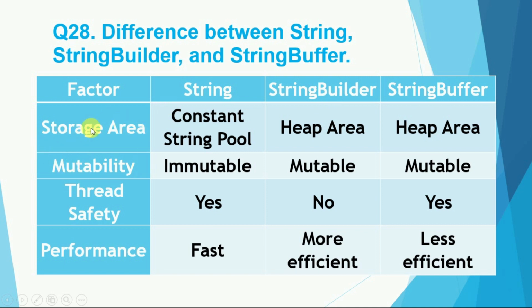If we talk about mutability, meaning modification or changes, string is immutable. We can't change or modify a string, while StringBuilder is mutable and modifiable, and StringBuffer is also mutable. If we talk about thread safety, string follows the thread safety feature, but StringBuilder and StringBuffer do not have any thread safety feature. If we talk about performance, string is fast, and StringBuilder and StringBuffer are not as fast. I hope you understood this.